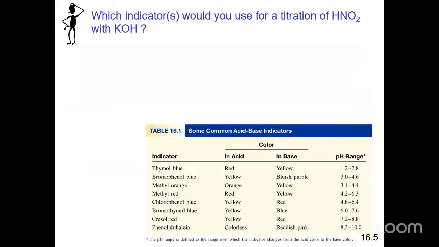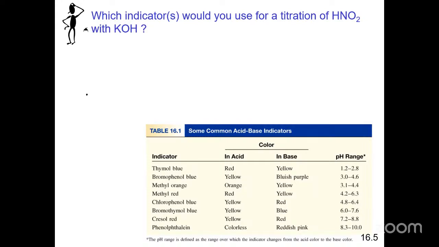This question says, which indicator would you use for the titration of nitrous acid with potassium hydroxide? The first thing you have to identify when answering this question is what type of acid and what type of base you're dealing with, all right? So nitrous acid, what type of acid is it? Is it a strong or weak acid? Come on, you guys should know by now. Nitrous acid, is it strong or weak? Remember, there are 6 strong acids. It would be a weak acid, exactly. And what type of base is potassium hydroxide, strong or weak?